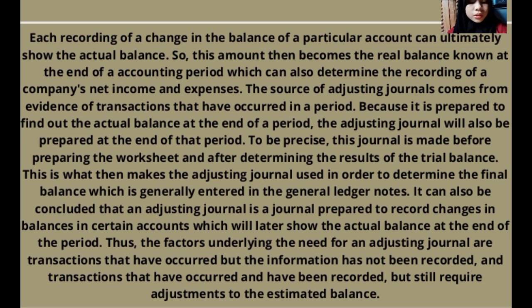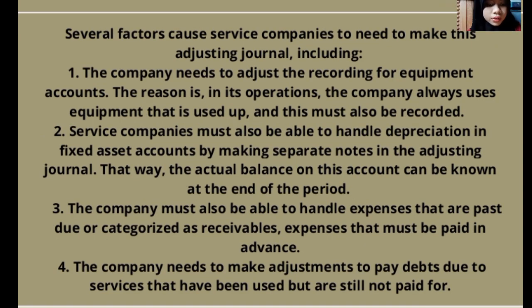Thus, the factors underlying the need for an adjusting journal are transactions that have occurred but the information has not been recorded, and transactions that have occurred and have been recorded but still require adjustment to estimate the balance. Several factors cause a service company to need to make this adjusting journal. Number one, the company needs to adjust the recording for the equipment account, because in its operation the company always uses equipment, and that use must also be recorded.